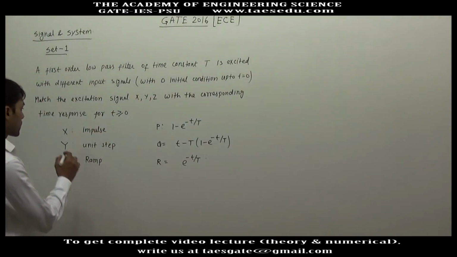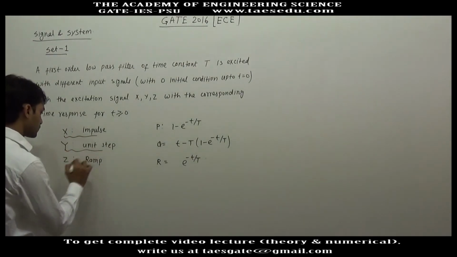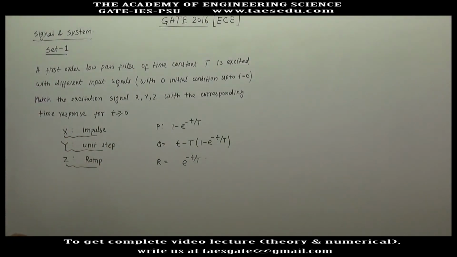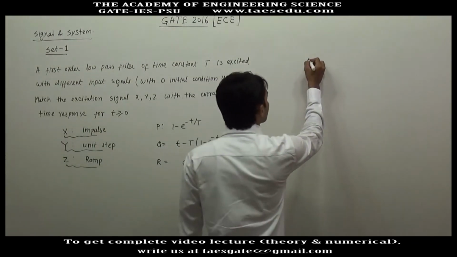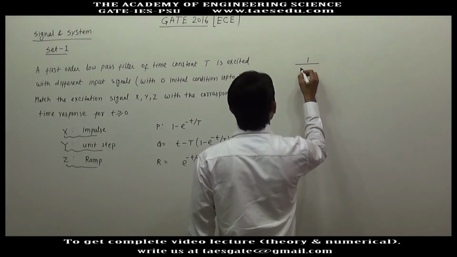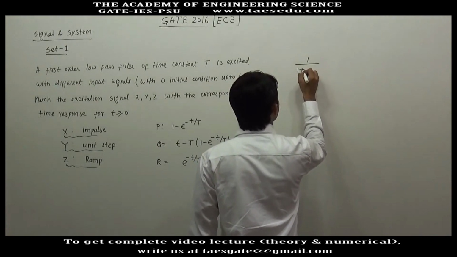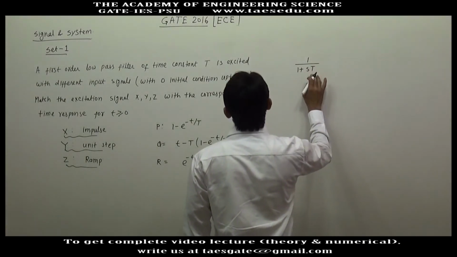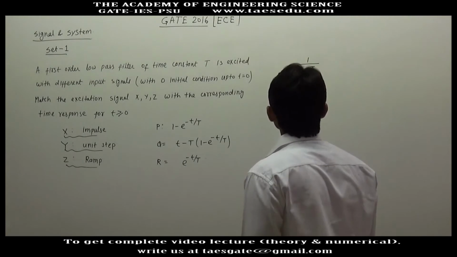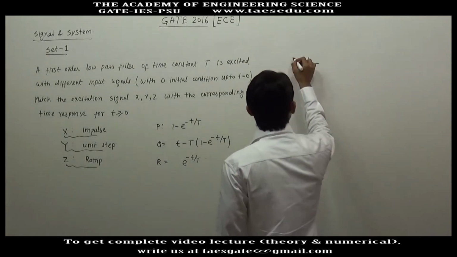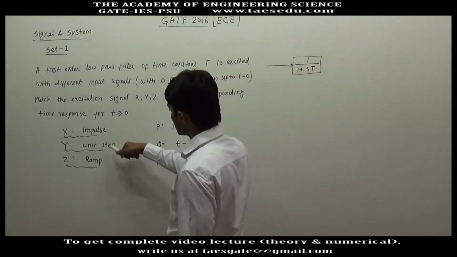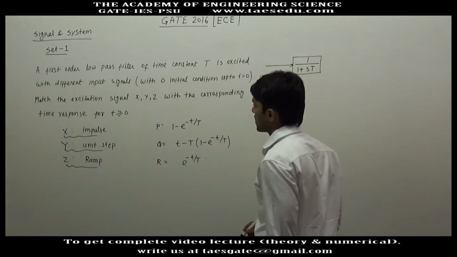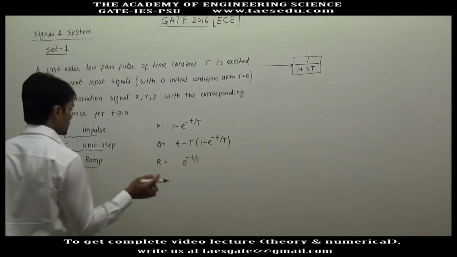In this question, these are the inputs to a first order low pass filter with time constant T. So the general transfer function of a first order low pass filter will be, since this is first order, 1 upon 1 plus sT, where capital T will be the time constant. This is a first order low pass filter, and we have three inputs: impulse, unit step, and ramp, and we have to match the outputs.